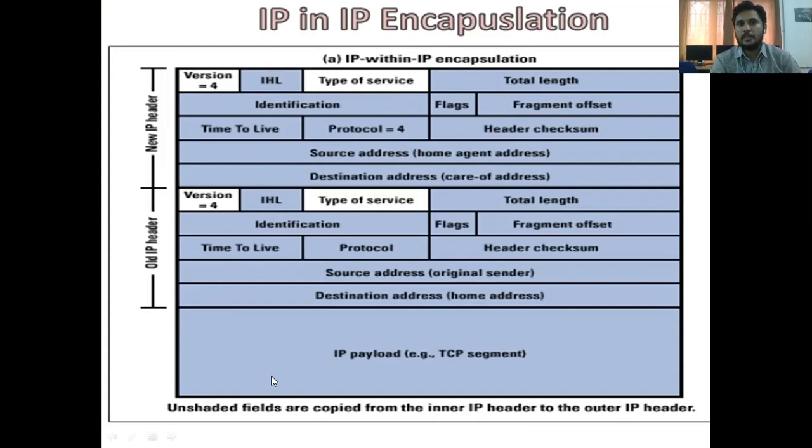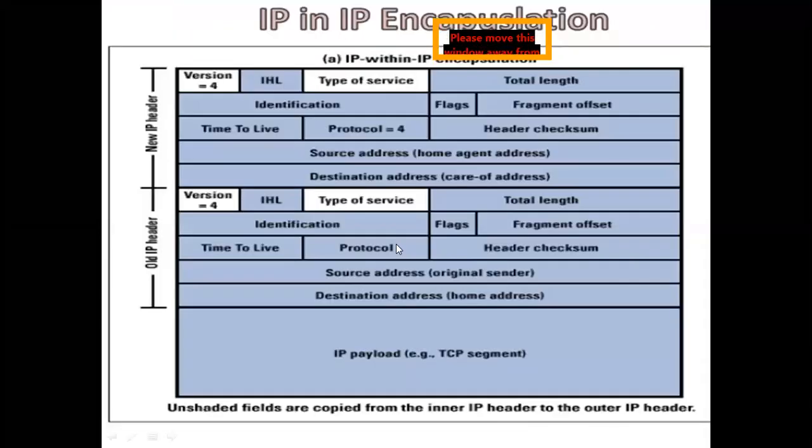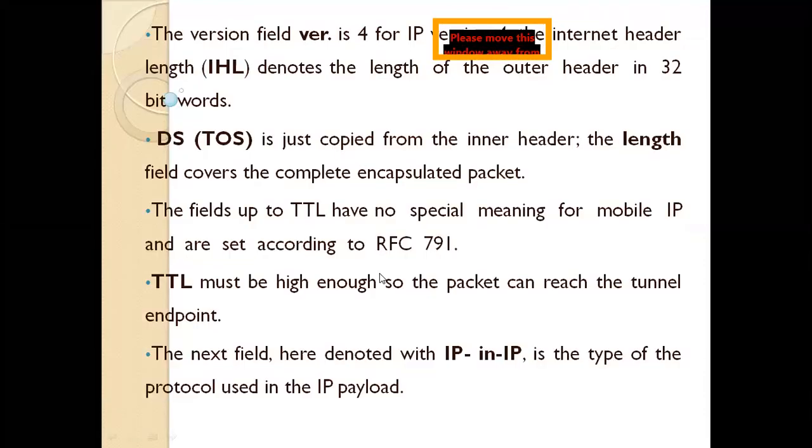So an IP packet consists of another header. Unshared fields are copied from the inner IP header to the outer IP header. So this is the diagrammatical representation of IP in IP encapsulation.